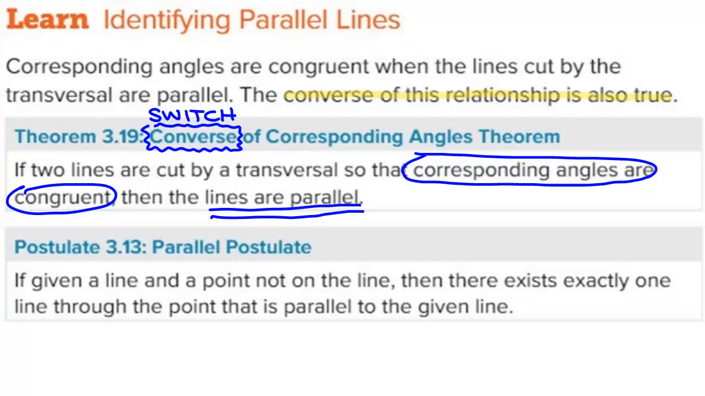If given a line and a point not on that line, then there exists exactly one line through the point that is parallel to the given line.